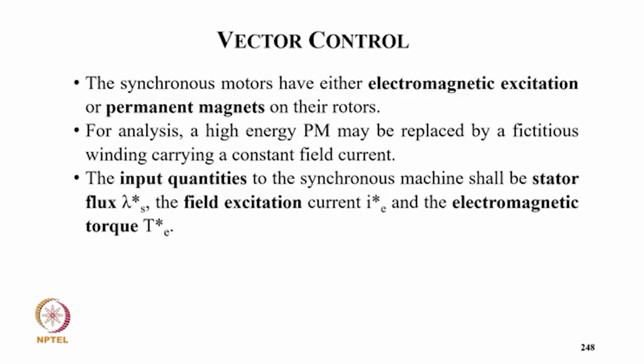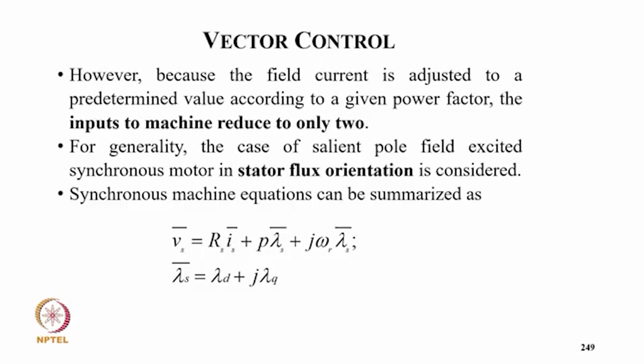The synchronous motors have either electromagnetic excitation or permanent magnets on the rotors. For analysis, a high energy permanent magnet may be replaced by a fictitious winding carrying a constant field current, and the input quantity of the synchronous machine shall be stator flux lambda S star, the field excitation current IF star, and the electromagnetic torque T star. However, because the field current is adjusted to a predetermined value according to a given power factor, the input to the machine is reduced to only two.